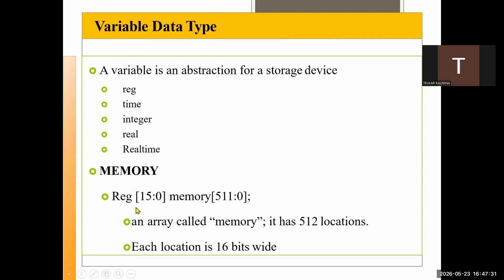Here, one of the examples is given as reg [15:0] memory [511:0]. This is nothing but memory, an array of 512 locations, starting from 511 down to 0, and each location is of 16-bit data. Each of the 512 locations occupies 16-bit data that can be represented in this manner.